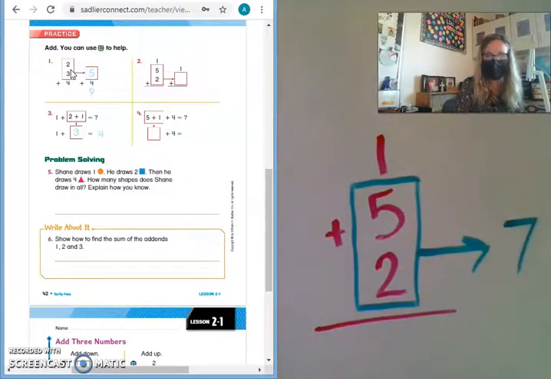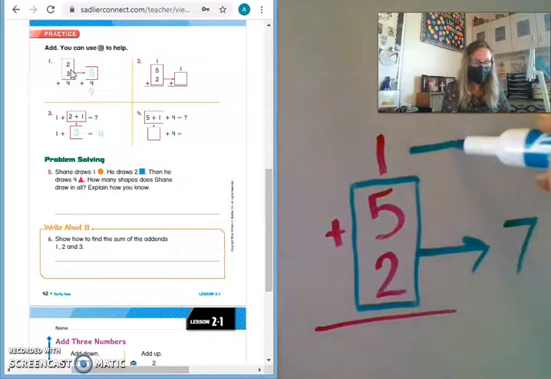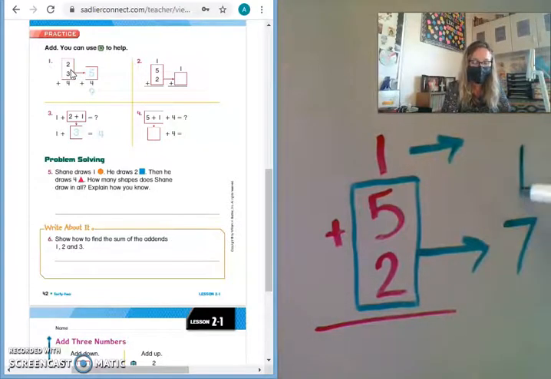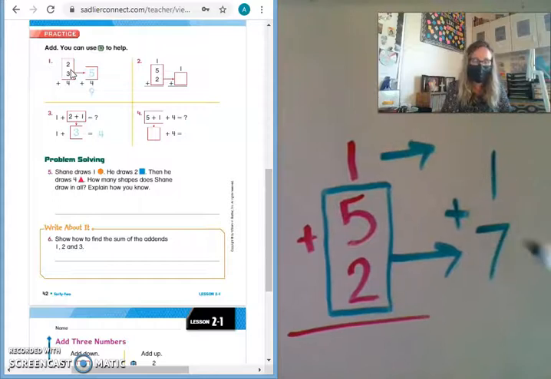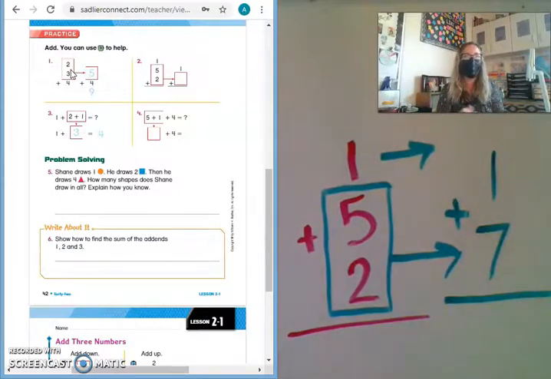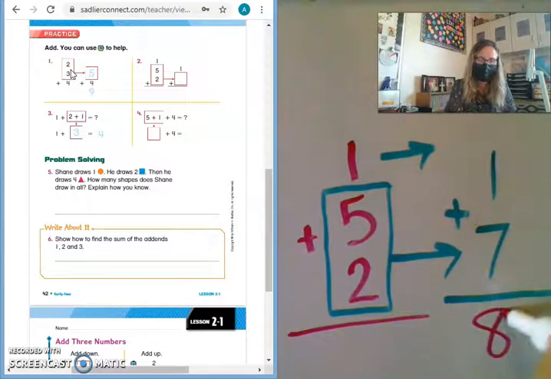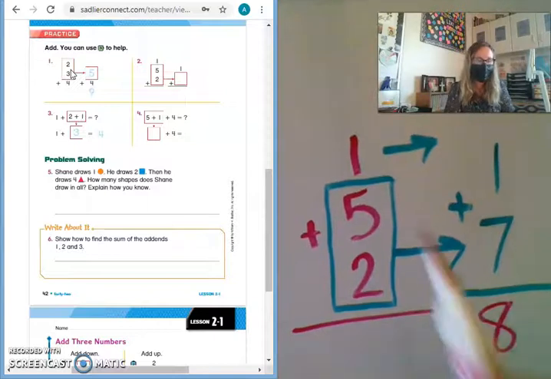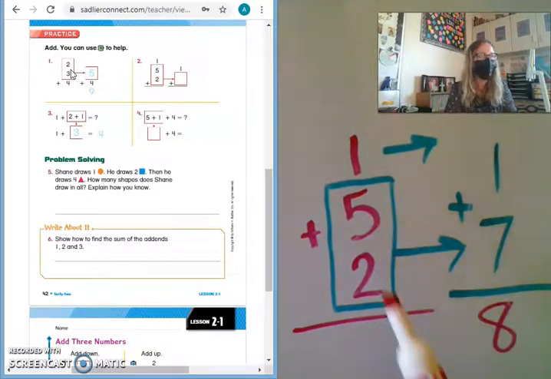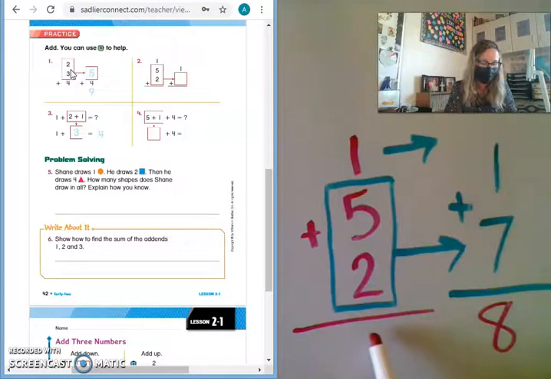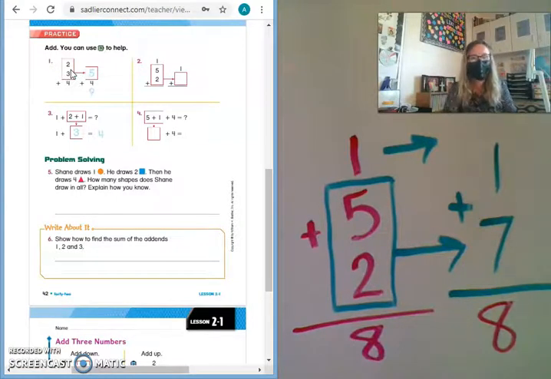7. Beautiful. Now I can't forget to bring my 1 over. See how they brought the 1 over? So now I have 1 plus 7. And Landon, what is 1 plus 7? 8. So if 1 plus 7 equals 8, then 1 plus 5 plus 2 also must equal 8. So for this one, you should put a 7 here, and then both of your answers are 8.